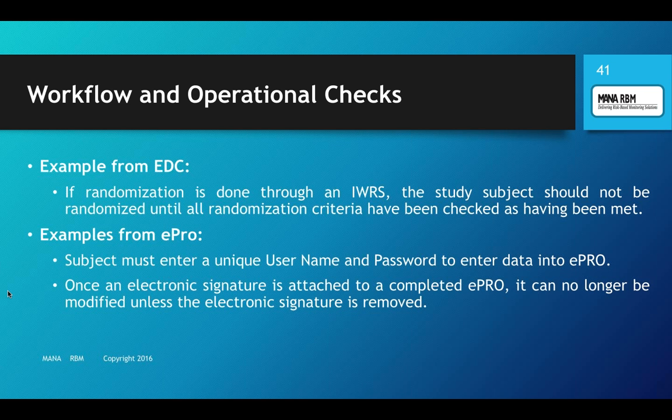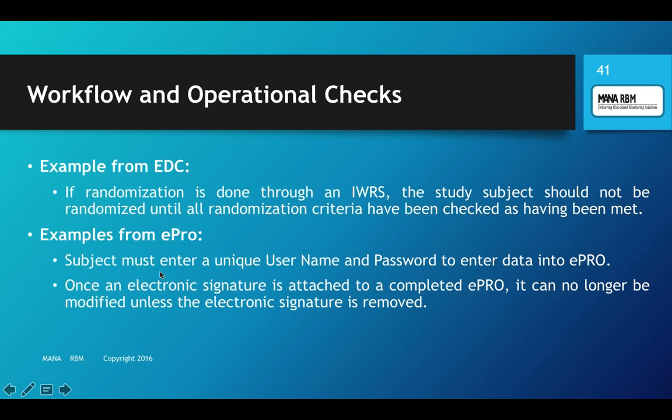So that's how you would use operational controls to maintain certain high-risk areas. Clearly, and that goes back to the risk we talked about, you don't want somebody being randomized who doesn't meet the inclusion and exclusion criteria. So by putting some of these in the electronic systems, you can help make sure that those controls are there.